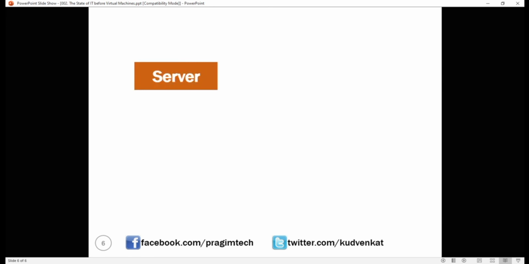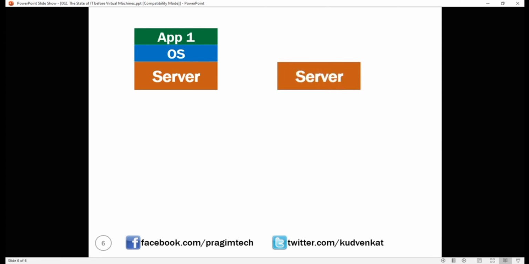On top of that, we install the operating system, and on top of that, we install our business application. At this point, we have our application up and running and users are able to use it. Now, let's say we're launching a new product or starting another line of business, and obviously this means we need another application. So we need to procure another physical server and another license for the operating system, and on top of that we install our second business application.